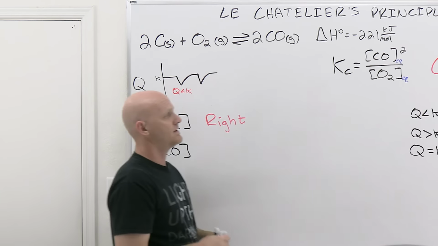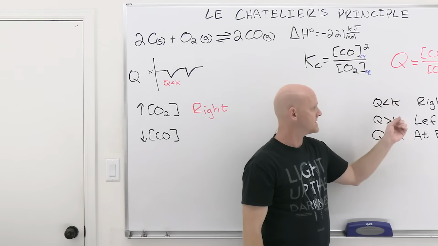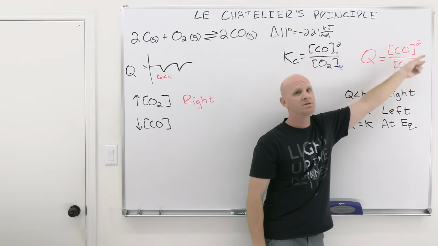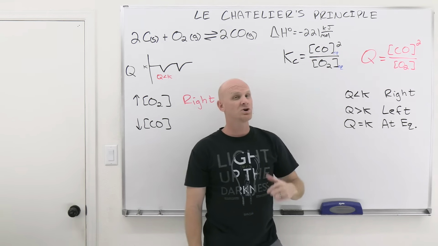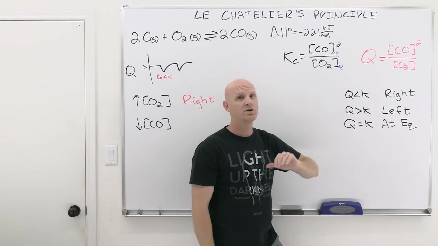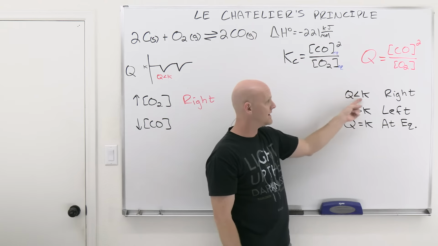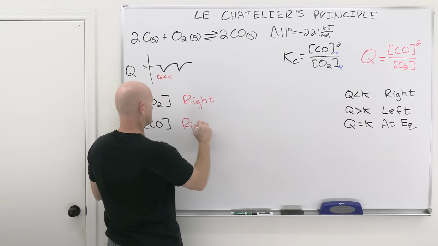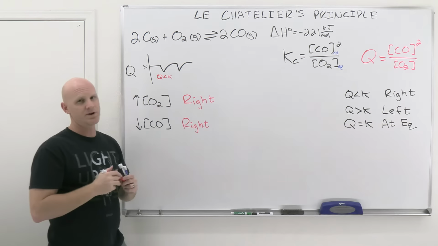Okay, now again, the other way to look at this, in terms of Q and K, is that by lowering this concentration, we've lowered the value of the ratio. A minute ago, that ratio was equal to K. When Q is equal to K, it was at equilibrium. Since we lowered the ratio, Q is now less than K again, and the equilibrium needs to shift to the right to get back to equilibrium.